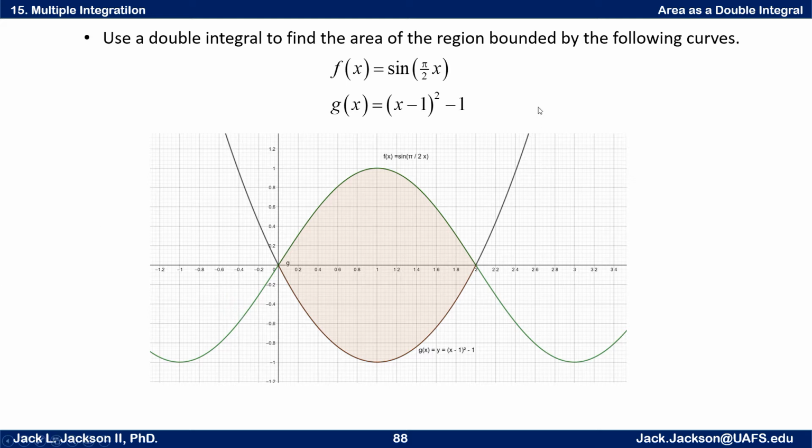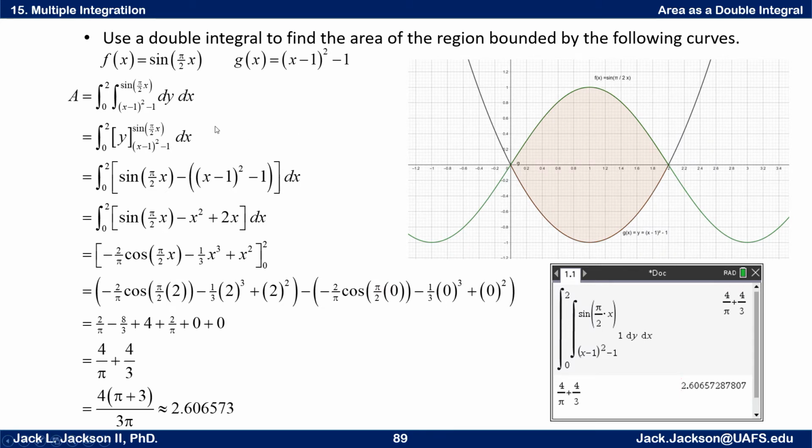Now the parabola is just going up forever, so it's never going to come back down and touch the sine wave, which is going up and down forever. So this is the only region that's bounded with a finite area, at least by these two curves. Okay, so we want to find this area here. And if we set this up as a double integral, how would we do that?